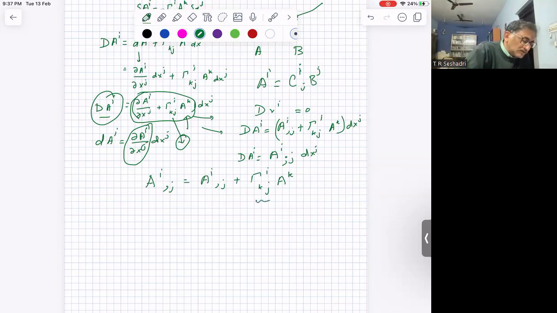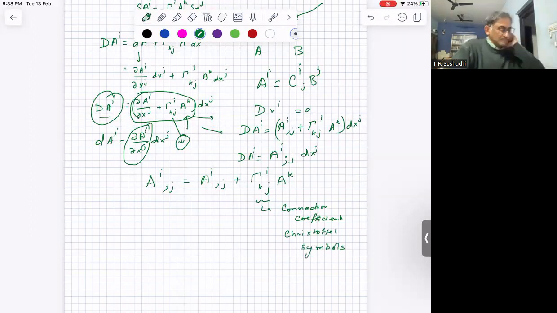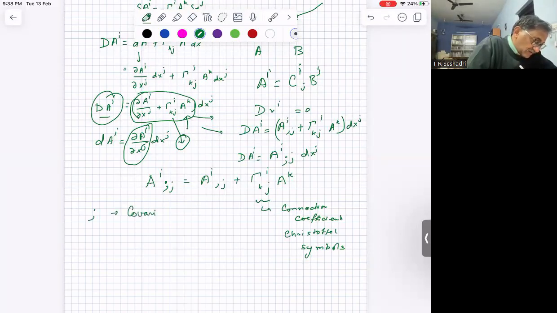So this is called either connection coefficients or, as usual, Christoffel symbols. So there exists such an object. I have not yet told you how to get it. In this equation, how do you differentiate the covariant derivative and the ordinary derivative? It's a semicolon. The semicolon is for covariant derivative and the comma is for partial derivative.